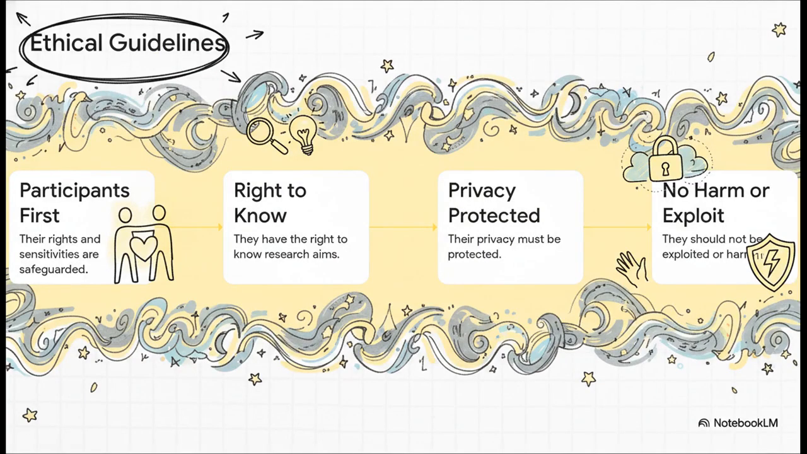So when you think about all these biases that can creep in, it becomes super clear that researchers have this huge ethical weight on their shoulders. The number one rule, the guiding principle, is simple. The people being studied always come first. Their rights, their privacy, their safety, all of it. It's absolutely non-negotiable.